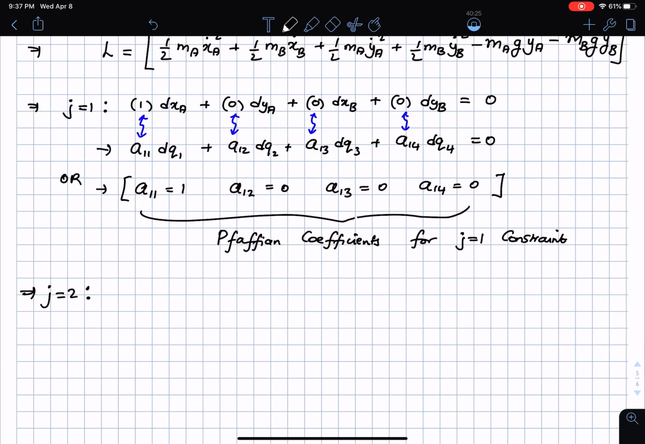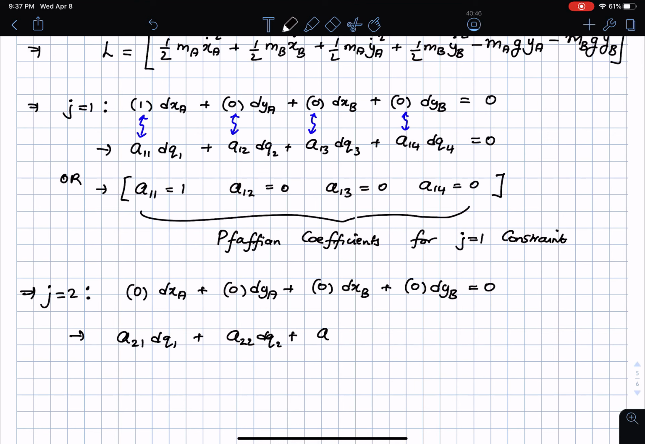So j is equal to 2: 0 times dxa, 0 times dya, 0 times dxb, 0 times dyb is equal to 0. Compare this with the Pfaffian form: a21 dq1, a22 dq2, a23 dq3, a24 dq4 is equal to 0. These are all holonomic scleronomic constraints, so there is no time component involved here. If I do the comparison, then I get a21 is equal to 0, a22 is equal to 0, a23 is equal to 0, a24 is equal to 1. I missed out on a 1 here, my apologies. We know the dyb is the one that has the 1 term here.